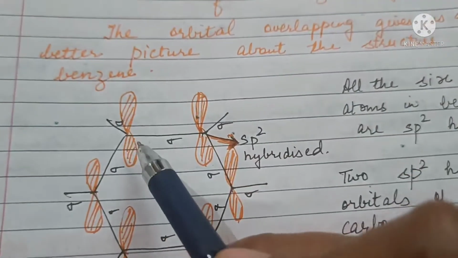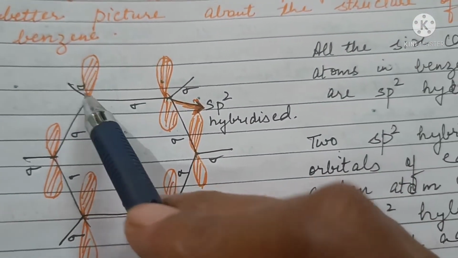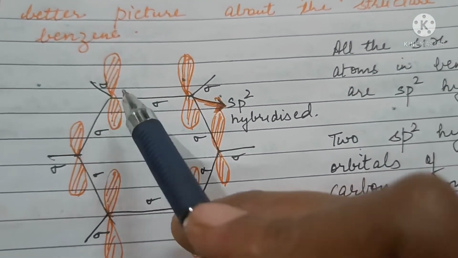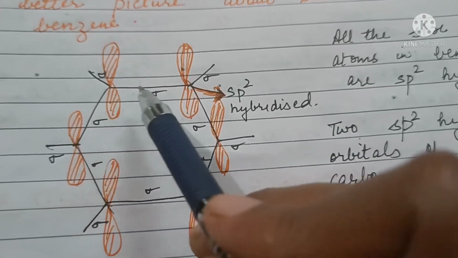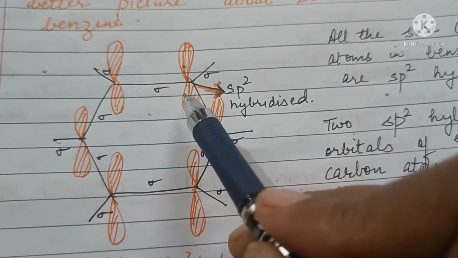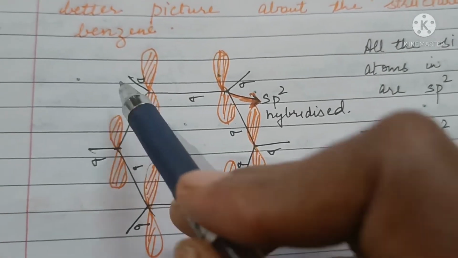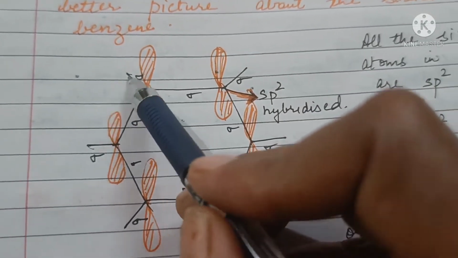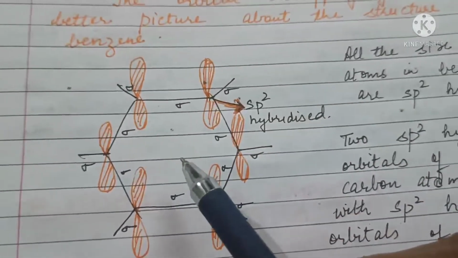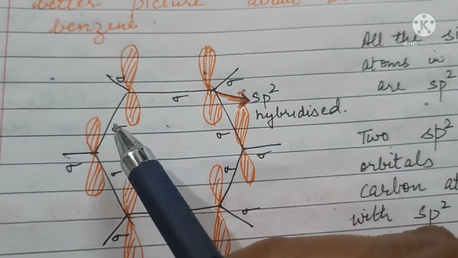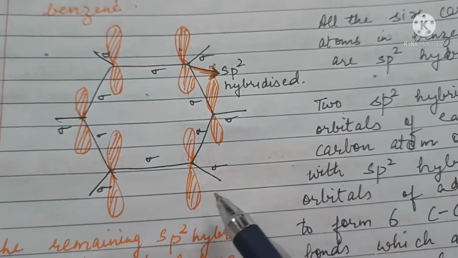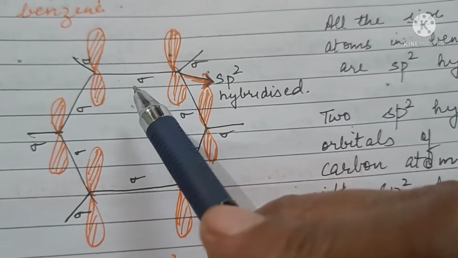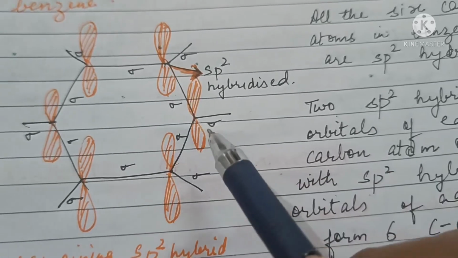So in benzene, the carbon atom is sp2 hybridized, and of the 3 sp2 hybrid orbitals, 2 are engaged in sigma bonds with the adjacent carbon atoms, and the third one is engaged in a sigma bond with the 1s orbital of the hydrogen atom. So there are in all 12 sigma bonds. So this is the sigma bond picture.